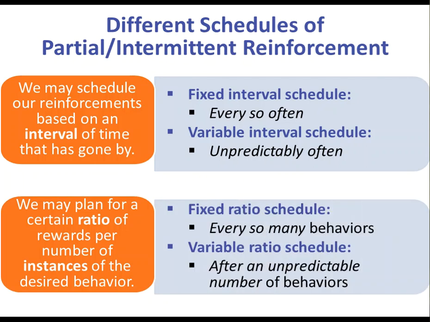Or we can base it on amount. So we can have a fixed ratio schedule. Every so many behaviors. Every 10th time you get reinforced. Every 7th time you get reinforced. Or a variable ratio schedule after, again, an unpredictable number of behaviors. Sometimes you get reinforced 5 times after you do the behavior. You do it 6 times, you get reinforced, and so on. As long as the average is something, but we can't predict when it's going to occur.